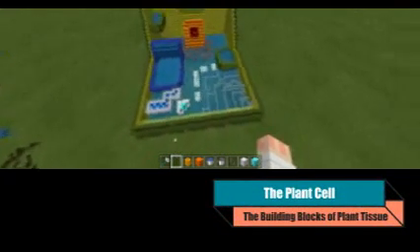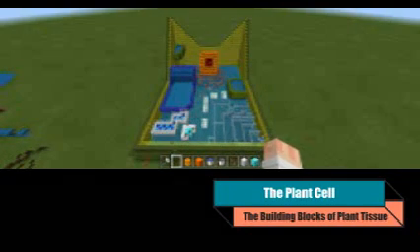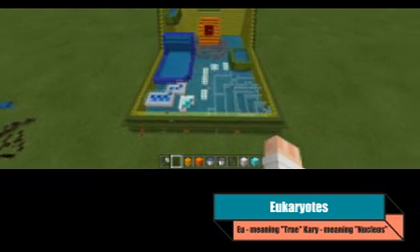Cells are the building blocks of plant tissue. Roots, stems, and leaves are all built from cells, which are these tiny little cities that grow in every plant. Plant cells are classified as eukaryotes. But what exactly does that mean? Let's break it down. Eu means true, and kary means nucleus. So therefore, eukaryotes are cells with a nucleus.